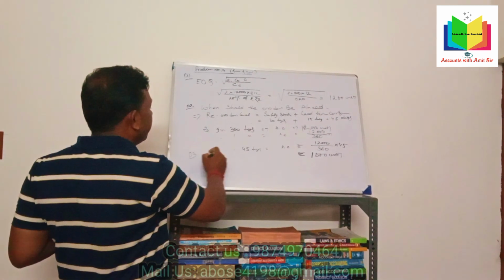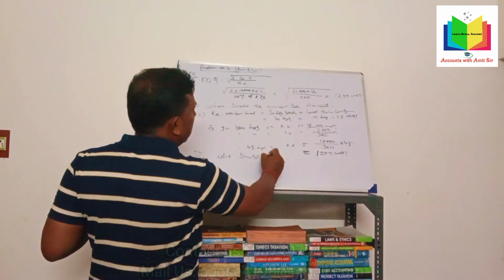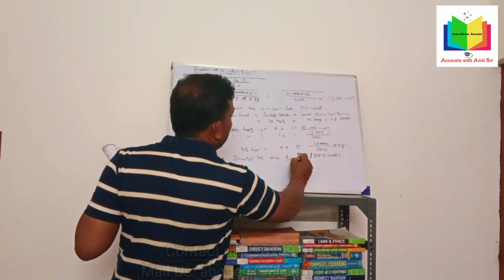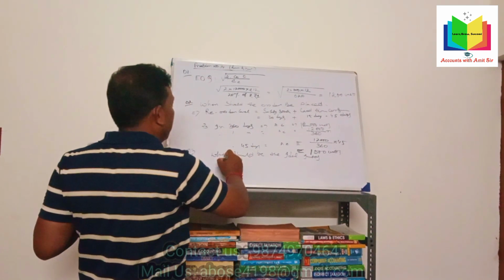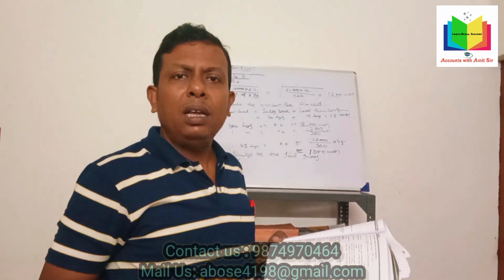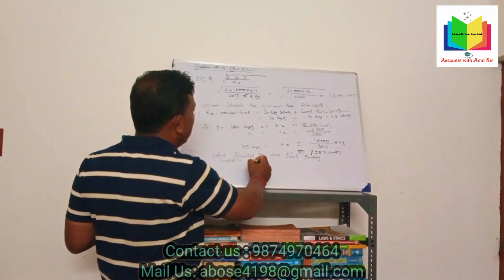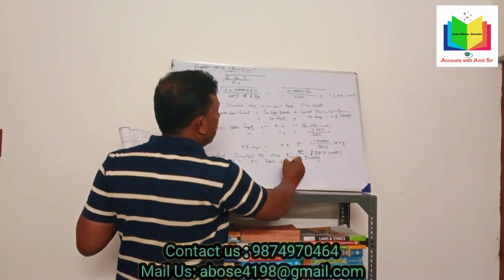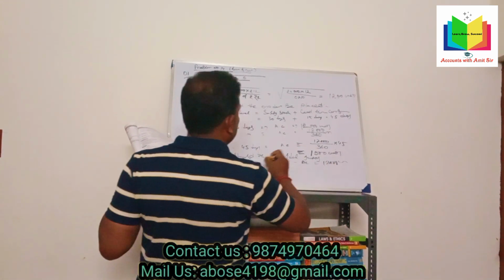Question number 3. What should be the ideal inventory level? This is also very important. What should be the ideal inventory level? Here we also apply the unitary method. In 360 days, annual consumption is 12,000 units.